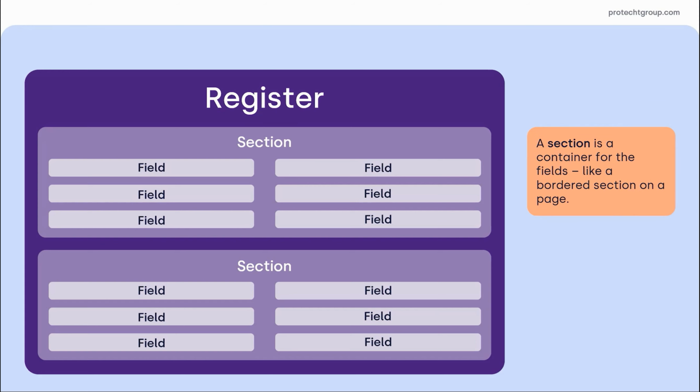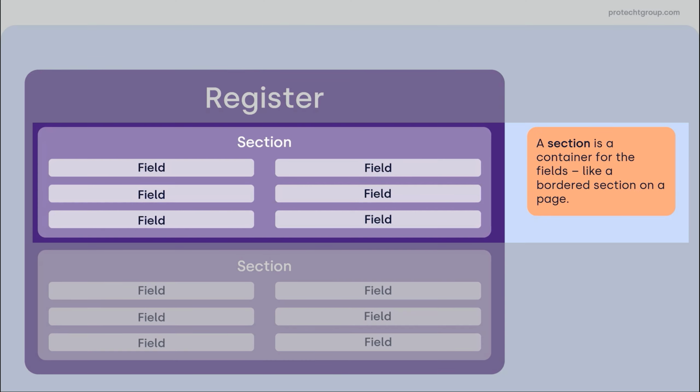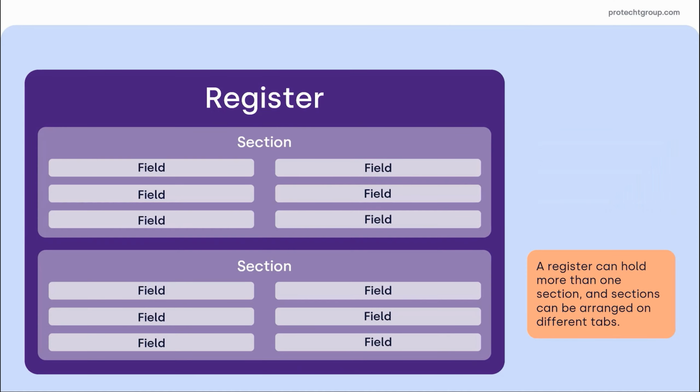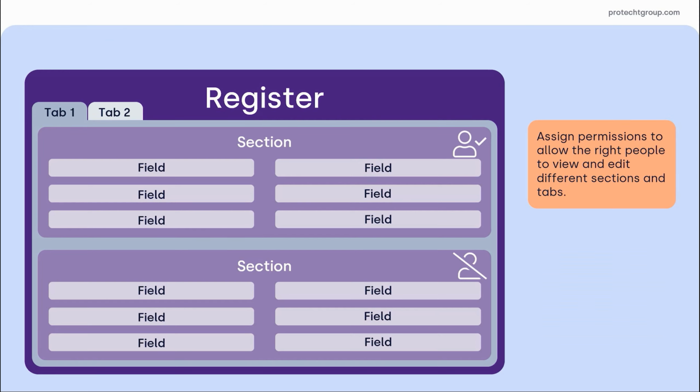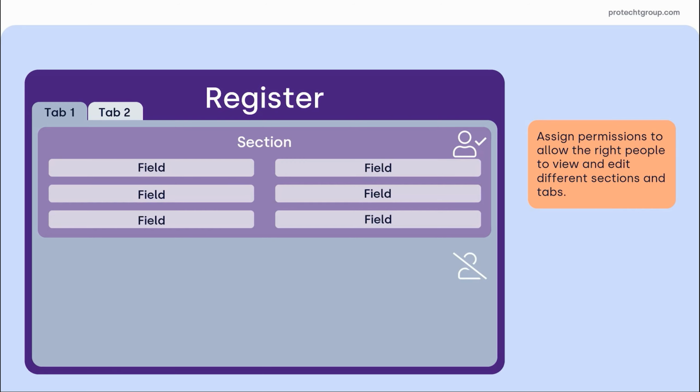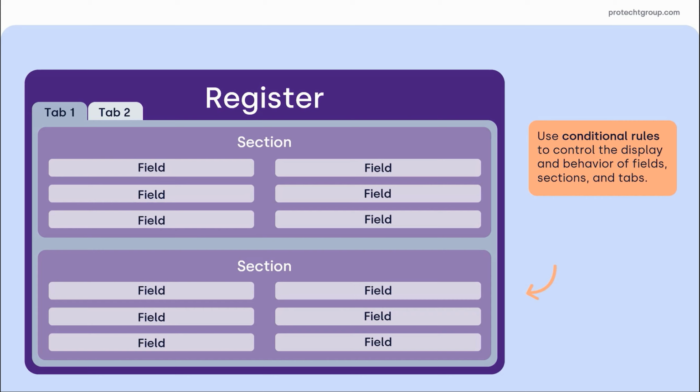A section is a container for the fields, like a bordered section on a page. A register can hold more than one section, and sections can be arranged on different tabs. You can assign permissions to allow the right people to view and edit different sections and tabs. And you can use conditional rules to control the display and behaviour of fields, sections, and tabs. So, for example, you can make a field mandatory or hide it from display depending on the data entered into the form.